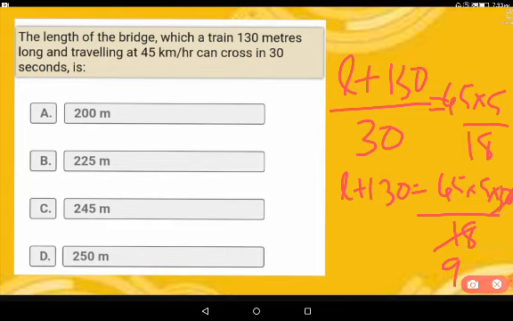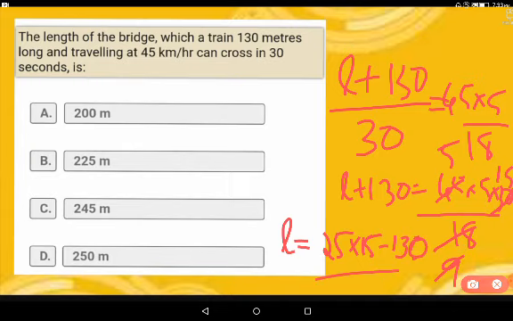This will be 9 and this will be 15, and we can cut like this. This will be 5. So 5 into 5 into 15, that is L should be equal to 25 into 15 minus 130. This will be your final answer. You better check that. I am not solving till the end in these videos. I am giving you the basic idea.